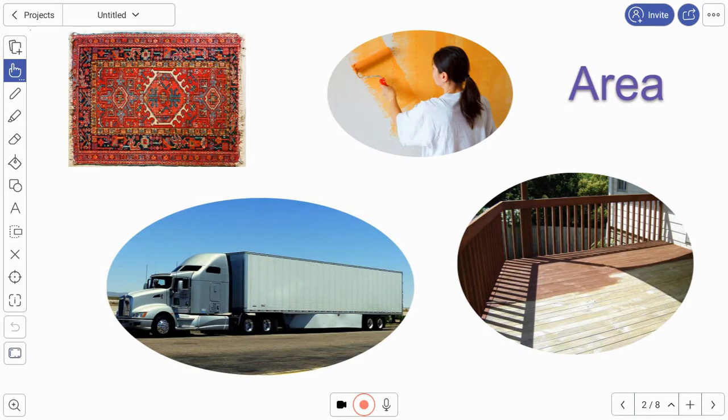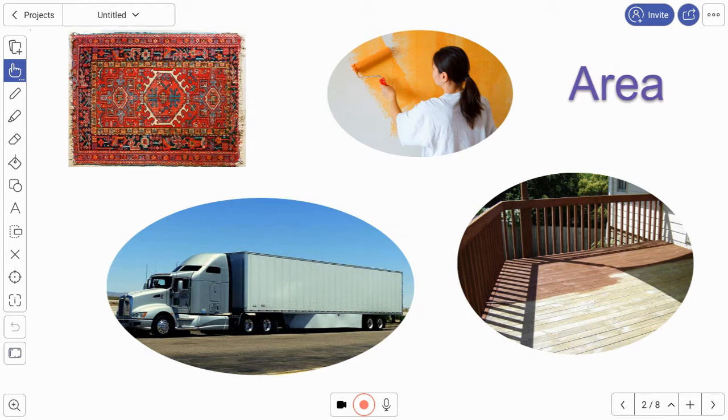We use area all the time, whether it's covering a floor with carpet or a rug, knowing how big something is. We use area when we're painting, trying to figure out how much of a wall we're going to cover. When we ship things, we think about the area in the back of a truck, how much space something will take up. When we build decks, you might measure for area, both in building the wood part of the deck and also in staining it or painting it when you're done. It's a really, really important skill to have, and it's a skill we use all the time.